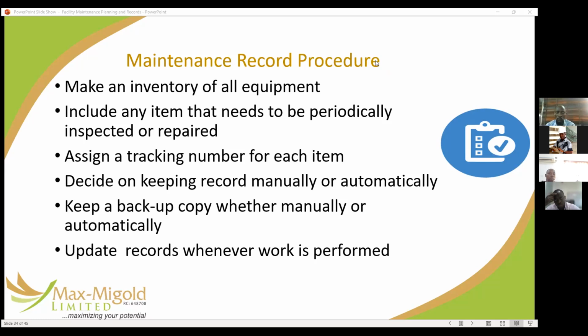But when you are using CMMS, your record has to be what? Automatic. Keep a backup copy, whether manual or automatic, so that you don't lose information. Update the record whenever work is performed. Whenever you perform any maintenance task, you need to update your maintenance record. It's very, very important.